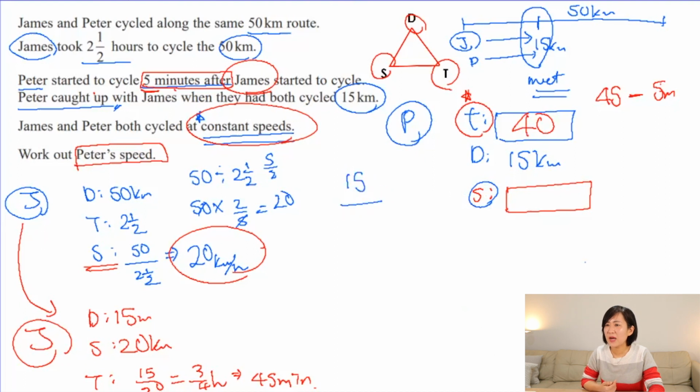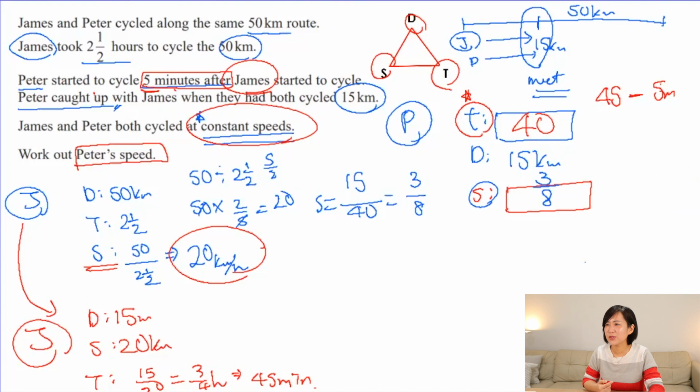So now let's calculate Peter's speed. His distance is 15 kilometers. Then he took 40 minutes. I'm going to write 40, but I made a mistake. What mistake did I make? It's really easy to make this silly mistake. Can you notice my mistake? I didn't convert my minutes into hours. That's why I've got a very silly answer, right?